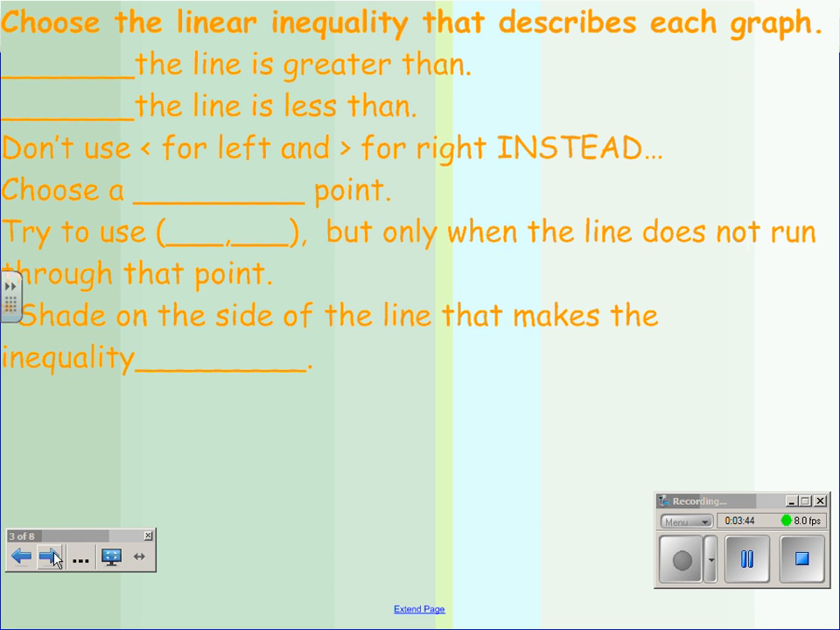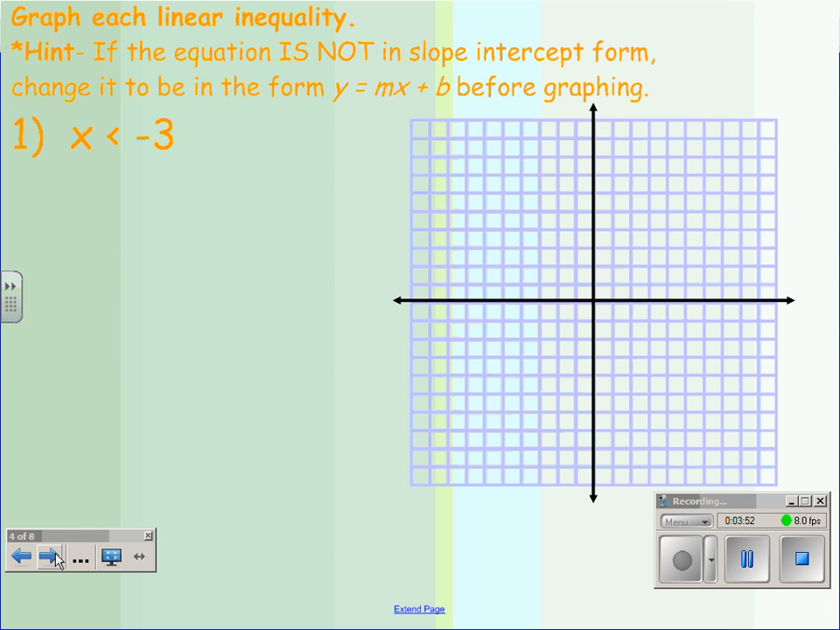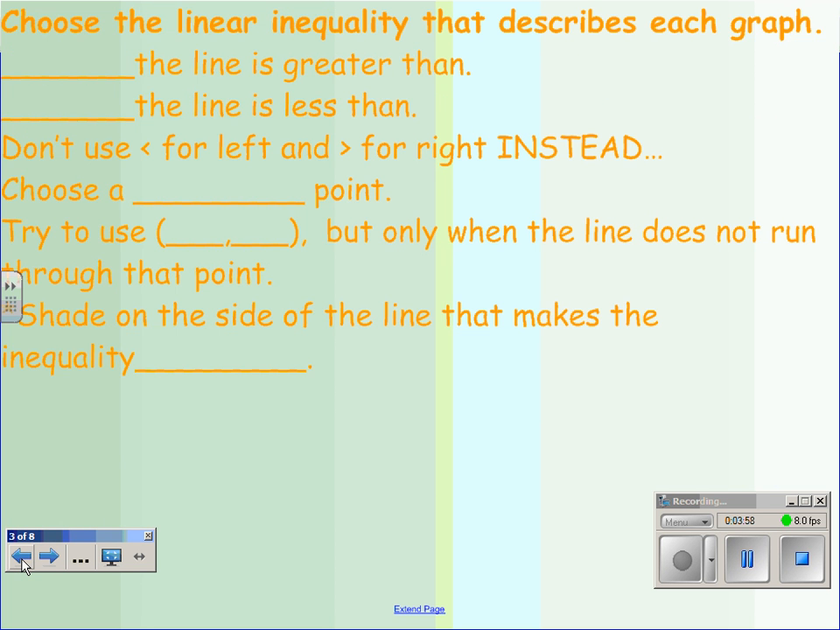Choose the linear inequality that describes each graph. We're going to come back to this afterwards. This is supposed to be at the end. Okay, so let's talk about that. This part specifically is for a part in your homework. Oh, no, it's not. I'm sorry. I was looking at the last slide.